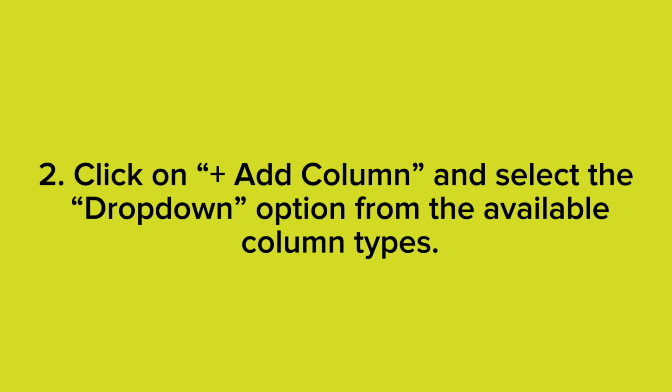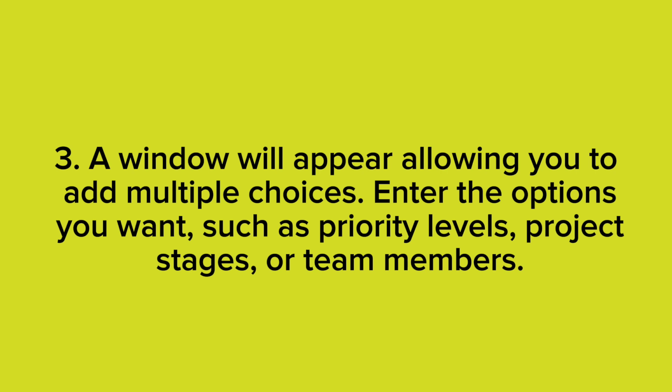2. Click on plus Add Column and select the drop-down option from the available column types. 3. A window will appear, allowing you to add multiple choices. Enter the options you want, such as priority levels, project stages, or team members.